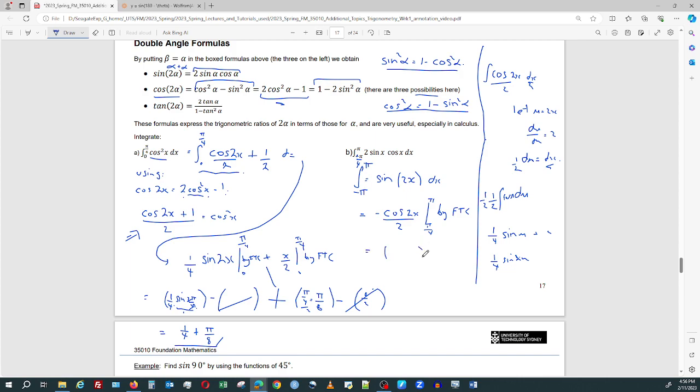So we put our scaffolding in, and we're going to dump pi on 4 in there. Pi in there. So we're going to have minus cos 2 pi on 4 over 2, minus cos 2 pi over 4, 2 pi over 2.